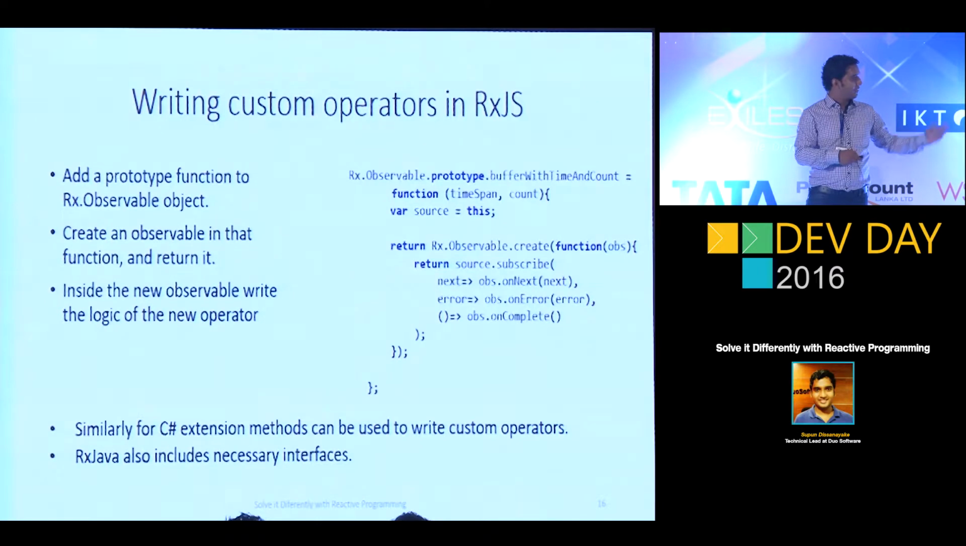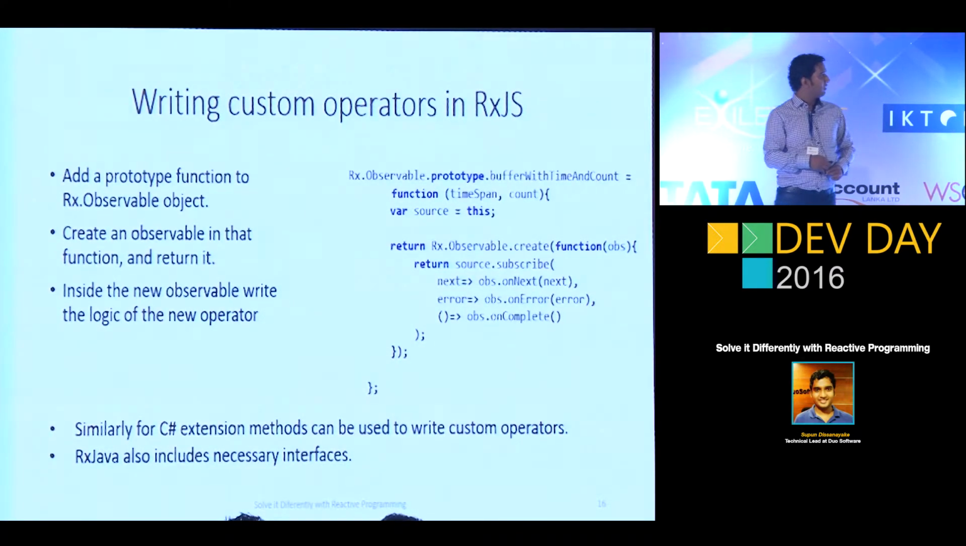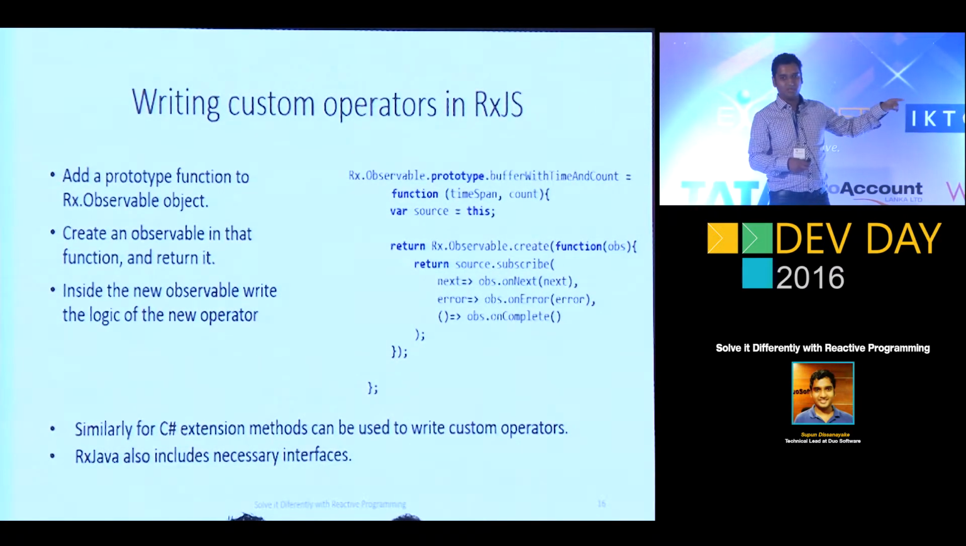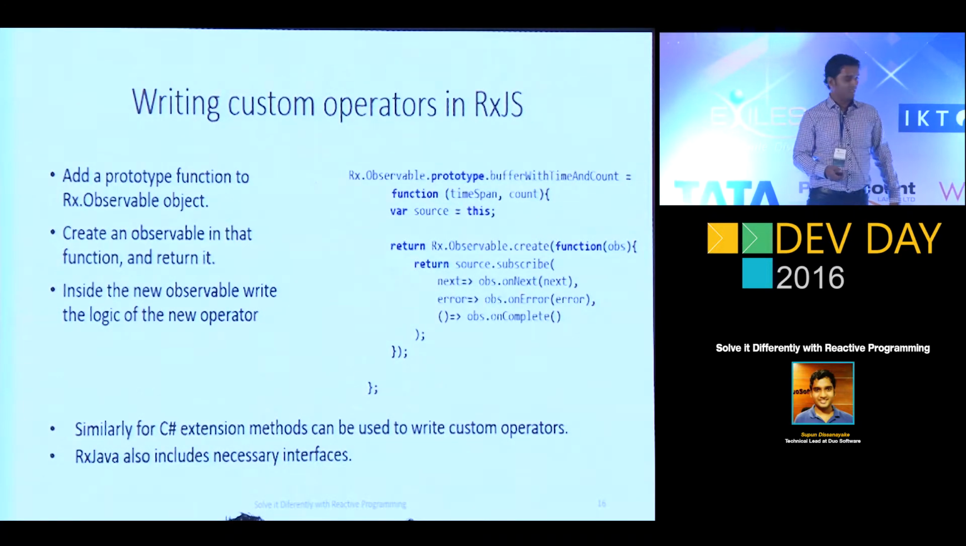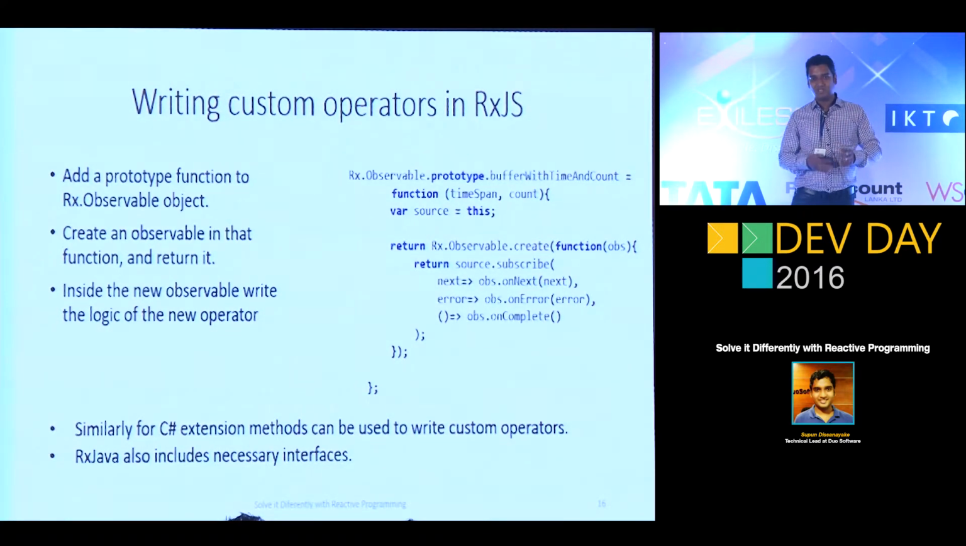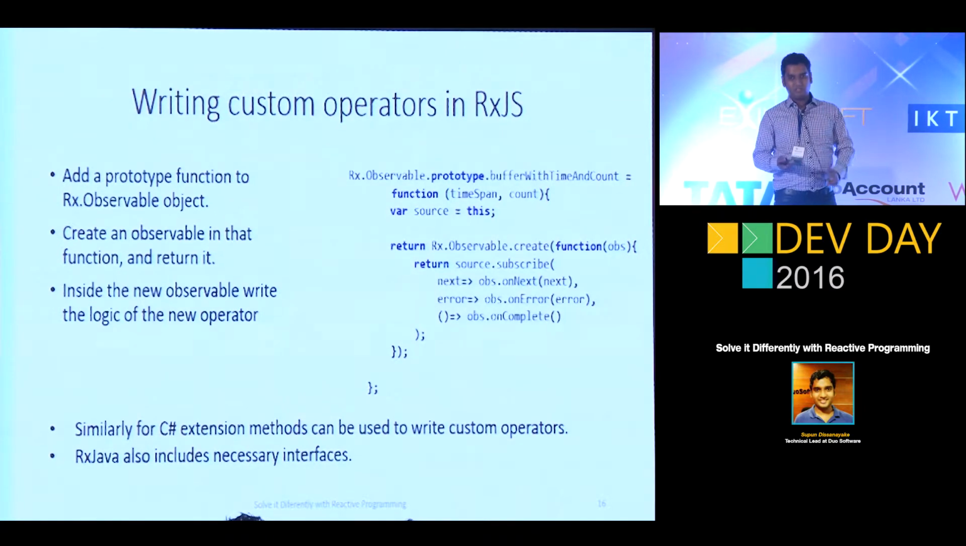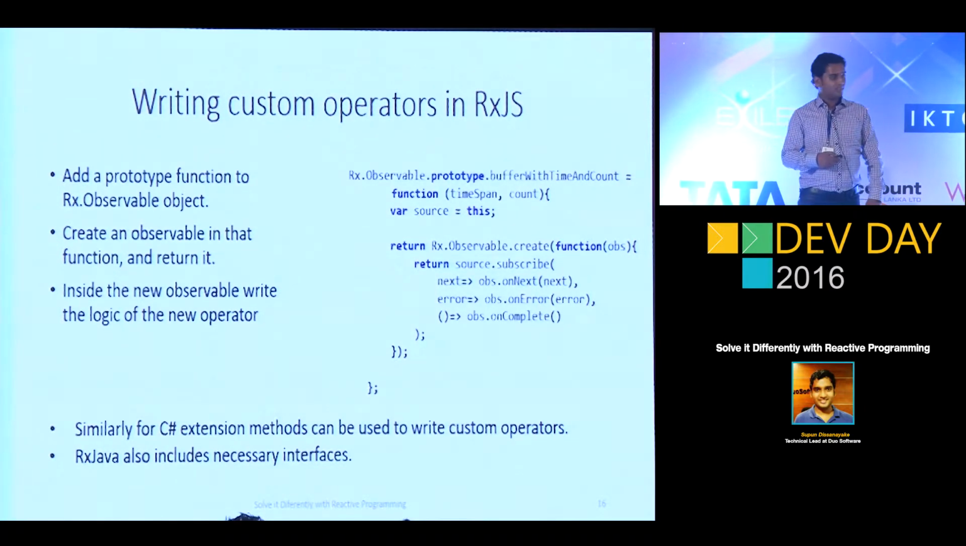You can also write custom operators in RxJS. For example, in JavaScript, you can modify the prototype function, add the operator, and write the logic inside it. Similar to that, in C# you can use extension methods. In JavaScript there are also the necessary interfaces like observable and transformation, I think I remember.